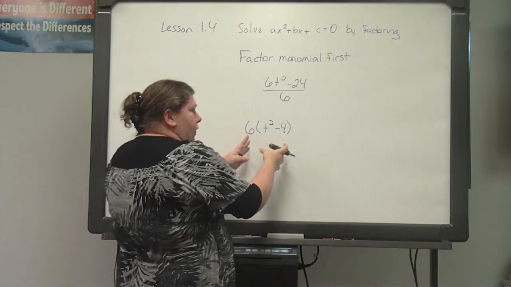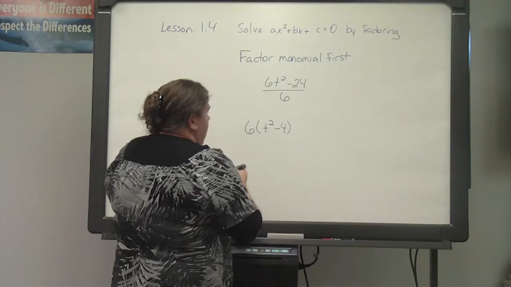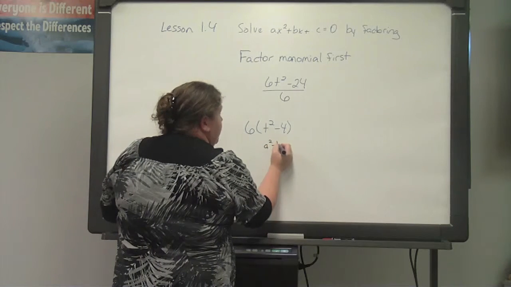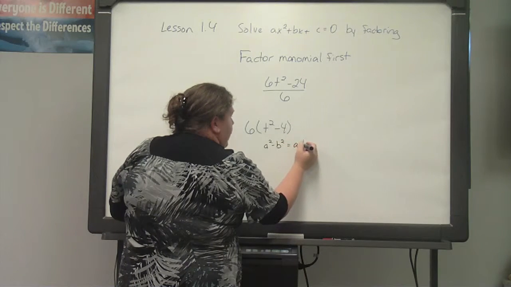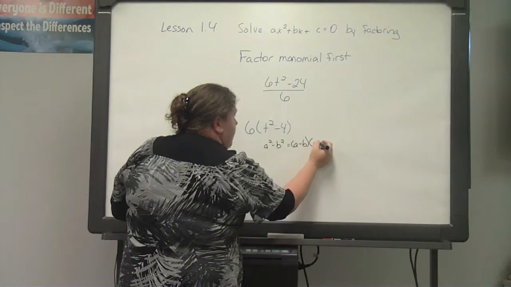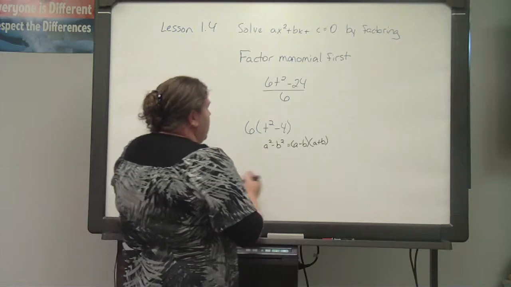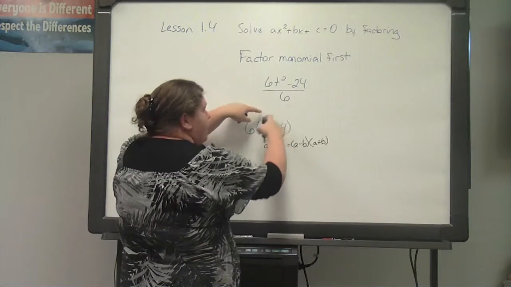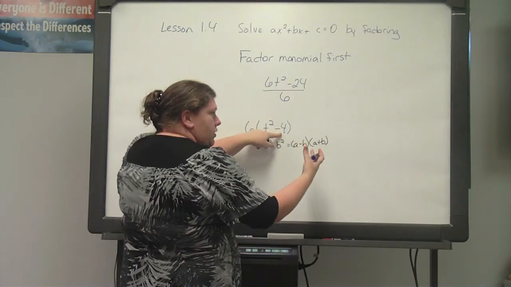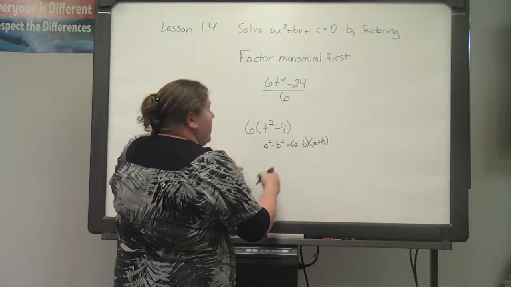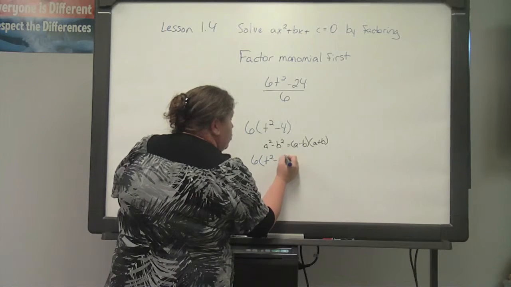From here, we can remember our special patterns from yesterday where we had a squared minus b squared, which can be rewritten as a minus b times a plus b. That was a special pattern from yesterday. And so I want to look and see, since I have a t squared, can I make 4 into a number squared? I can, and so I'm going to rewrite it as 6 times t squared minus 2 squared.